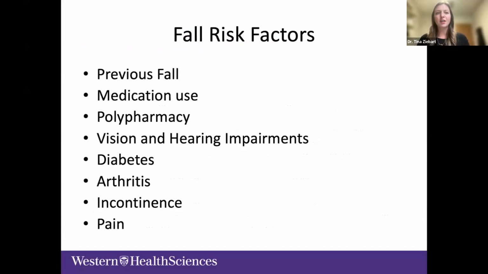Reasons that people fall are previous falls, medication use, and polypharmacy. So the next talk in this series, I think, will be really valuable in learning a bit more about that. Vision and hearing impairments, diabetes because of the neuropathy. So they get some numbness in their feet and have a hard time knowing where their feet are. Arthritis because of pain. Incontinence is more so related to rushing to the bathroom. So if they're moving quickly and are unaware of their surroundings, that can lead to a fall.